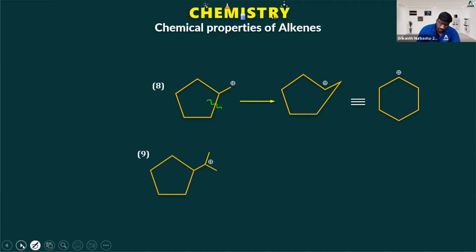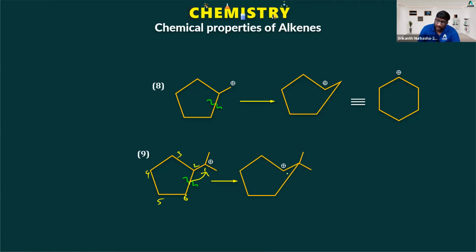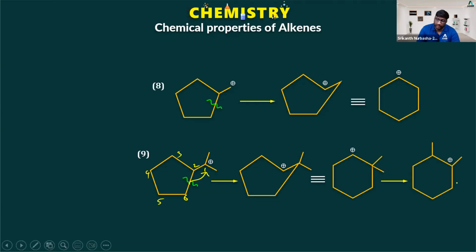Here, expansion is possible or not possible? Give numbering 1, 2, 3, 4, 5, 6. 2, 6 I am connecting, 1, 6 you can have. On the first position itself you have 2 methyl groups. So you have 2-degree carbocation. The methyl shift can occur to produce 3-degree carbocation. So this is the most stable carbocation. So after doing ring expansion, you can again do the methyl shifting or ethyl shifting.